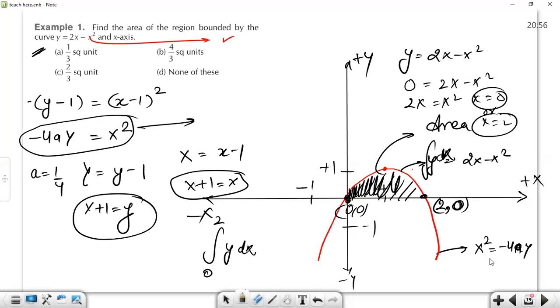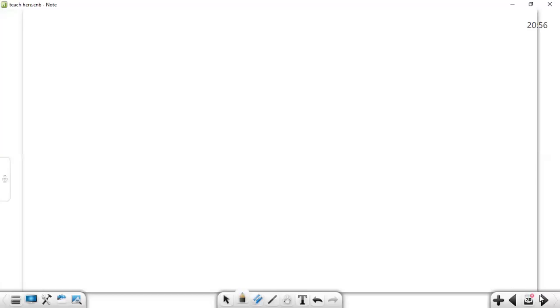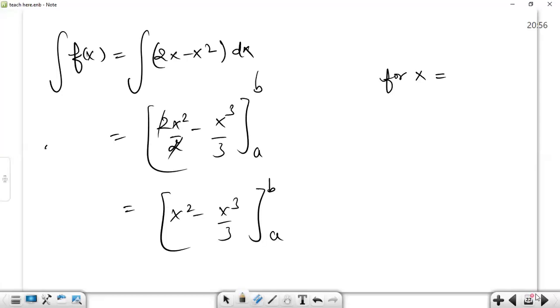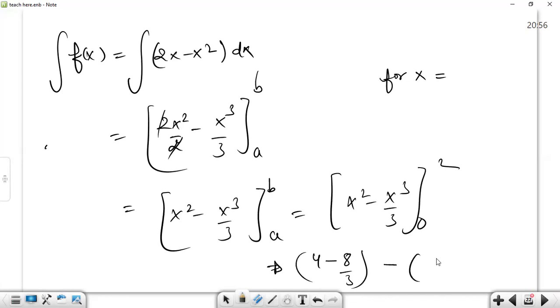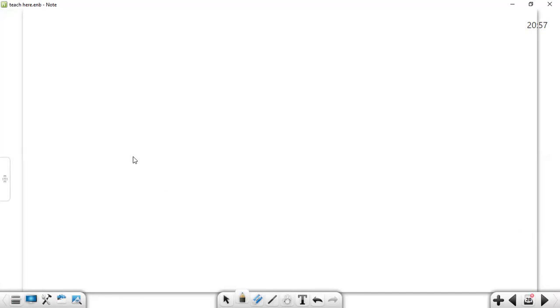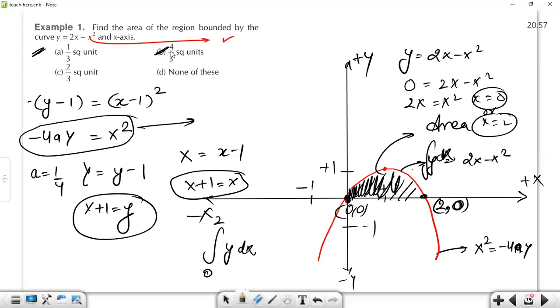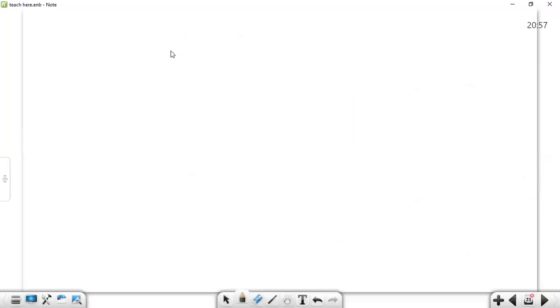Yes, sir. So let's move ahead with the calculation part. Now x square minus x cube by 3, from 0 to 2. Putting 2 first: 4 minus 8 by 3, minus of 0 minus 0. So basically taking 3 common, LCM: 12 minus 8, 4 by 3 square unit is our answer. Now let's see if it matches our option. Option number B, check answers.